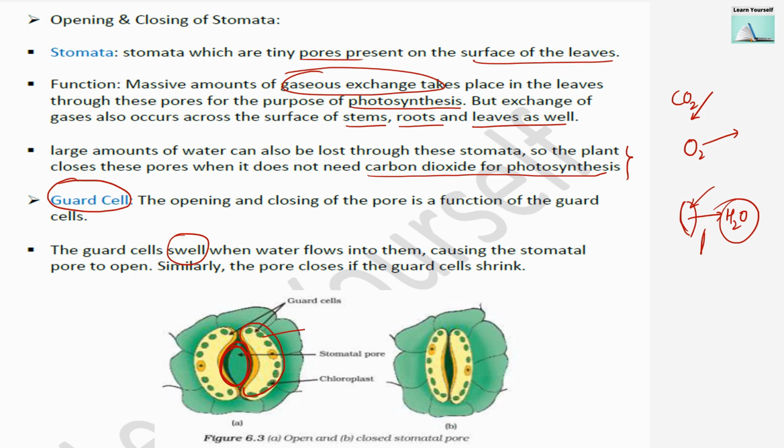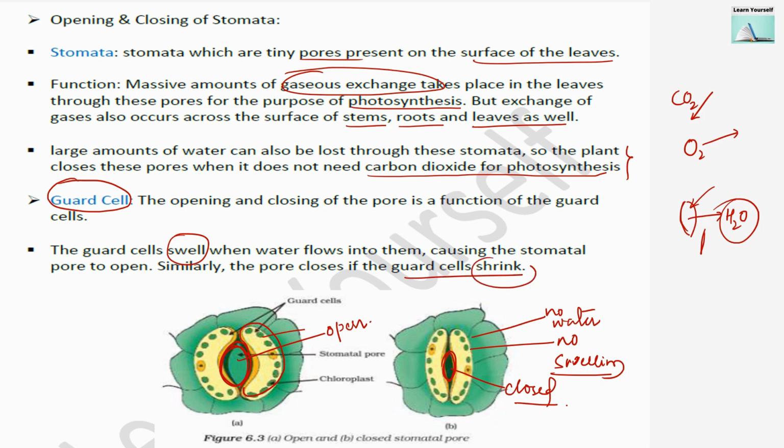Now when the water rushes out, here there is no water and there is no swelling. Here there is no water, no swelling, and so the pore is not open, it is closed. And here the pore is open. So whenever the water rushes in, this guard cell will swell up and the pore will open. But whenever they don't require any gaseous exchange, the water will rush out, no swelling, and the pores will close, and it will prevent water loss. Similarly, the pores close if the guard cell shrinks. That means there will be no water. So that is how the guard cell will prevent the water loss from the leaves.